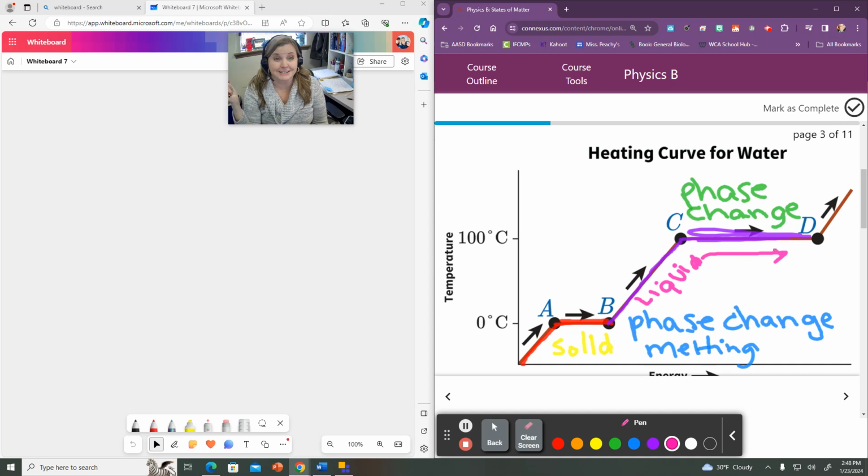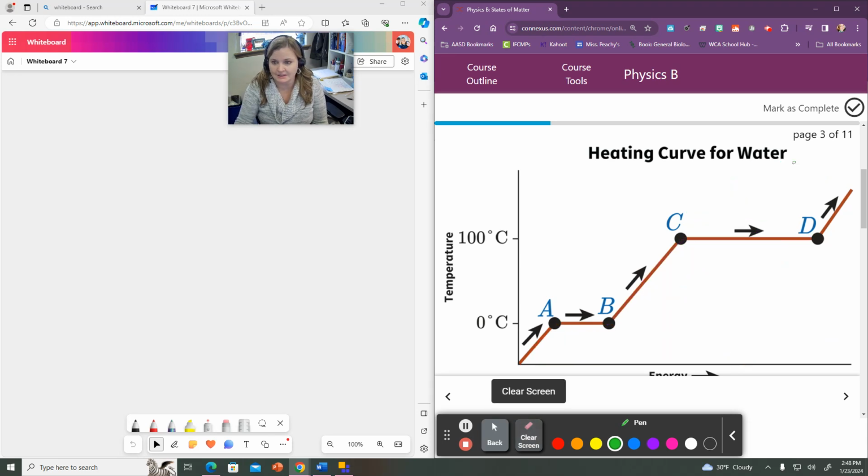The next state of matter would be gas. So this is evaporation or vaporization. The two words probably aren't exactly synonyms, but they're pretty close. Okay, so that's the reason why we have these flat plateaus on the graph: it is due to changing of phase.